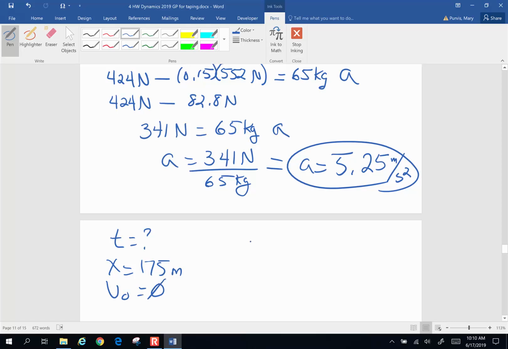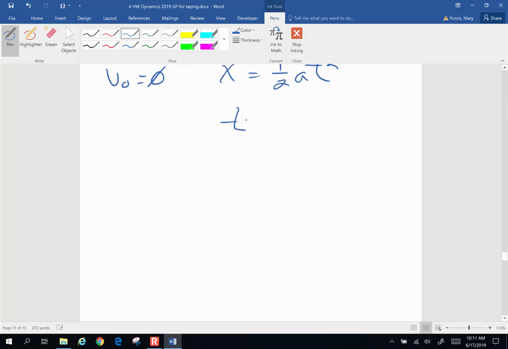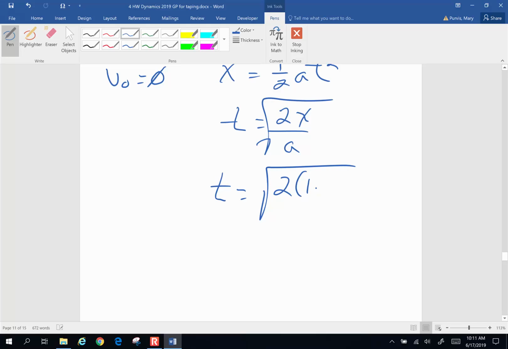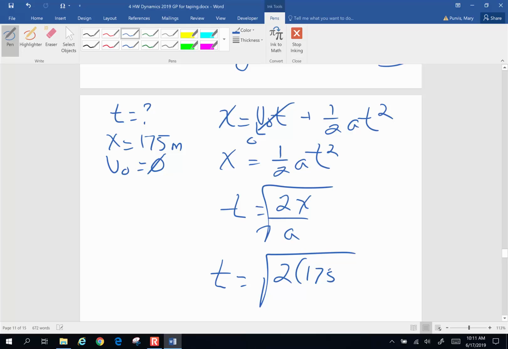And we know that acceleration. I am tempted to use x equals v0 t plus 1/2 a t squared. Original velocity goes to 0, so x is 1/2 a t squared. I'm looking for time, and time then is going to be the square root of 2x divided by a. I lost my numbers. I've got to pull it up a little bit. There we go. 175 meters divided by 5.25 meters per second squared.